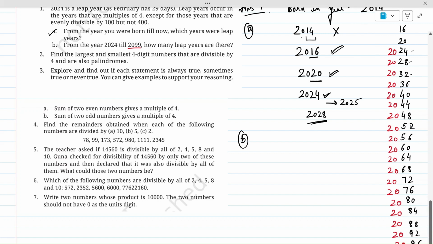So I hope you understood what we have done. Starting from 24, the last two digits, till 99, we have identified the multiples of 4, and on all those multiples of 4, we will have a leap year. After identifying the multiples, I have just added this 20 to it so that it forms a complete year. Done. Now next we have question number 2.